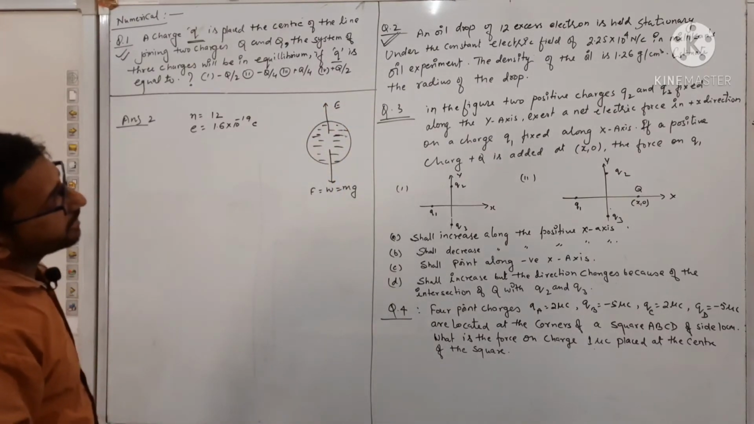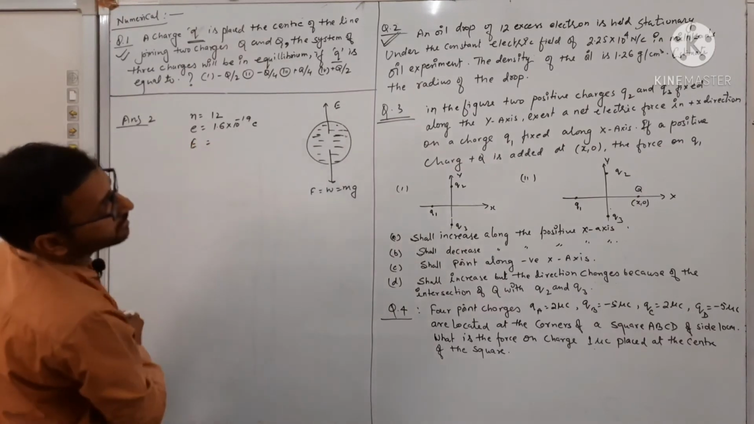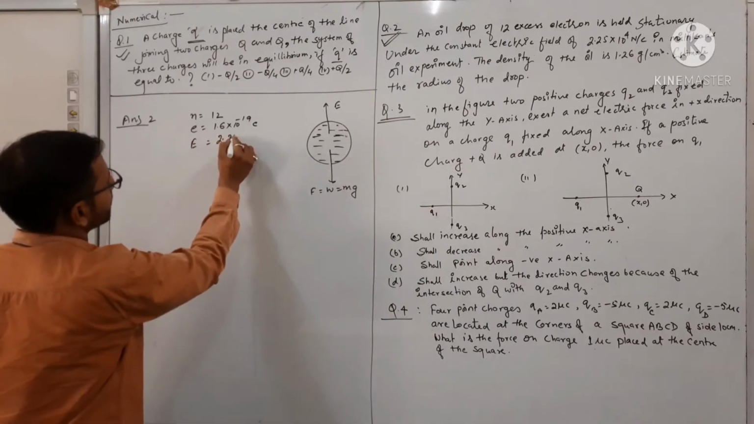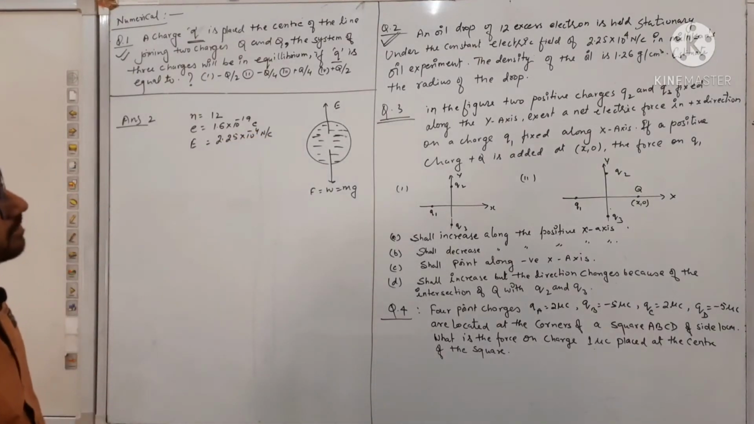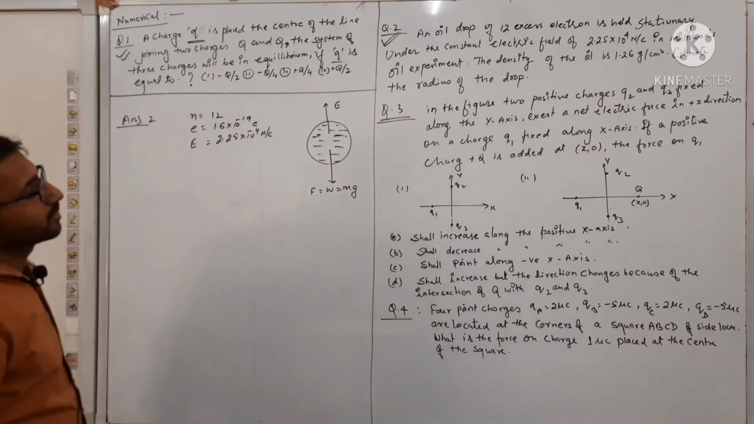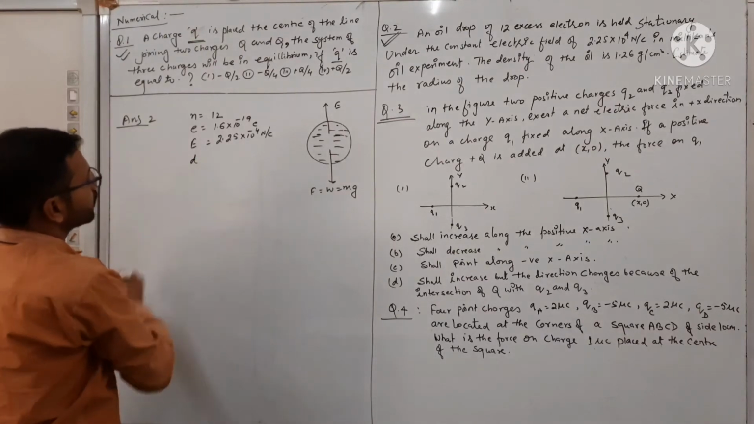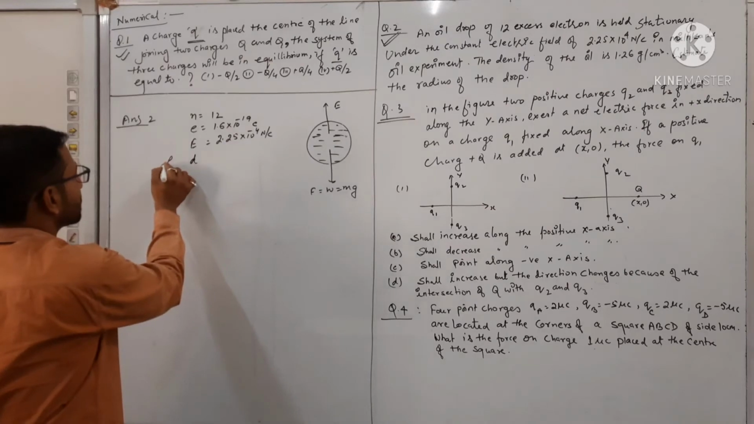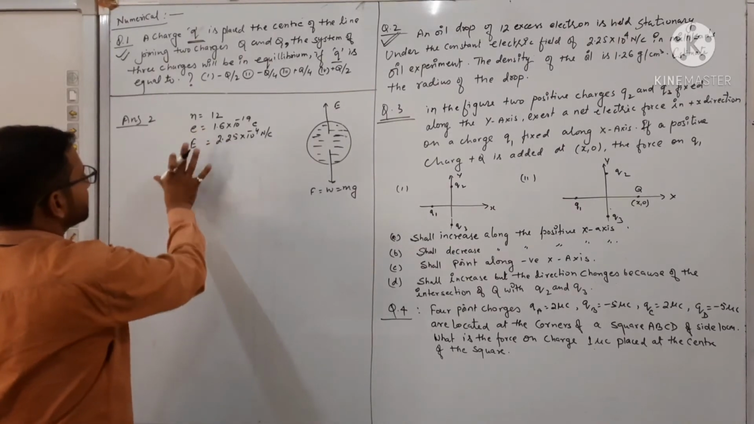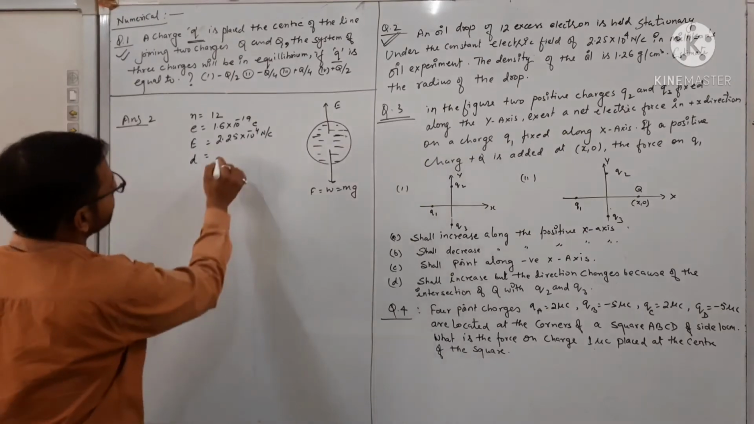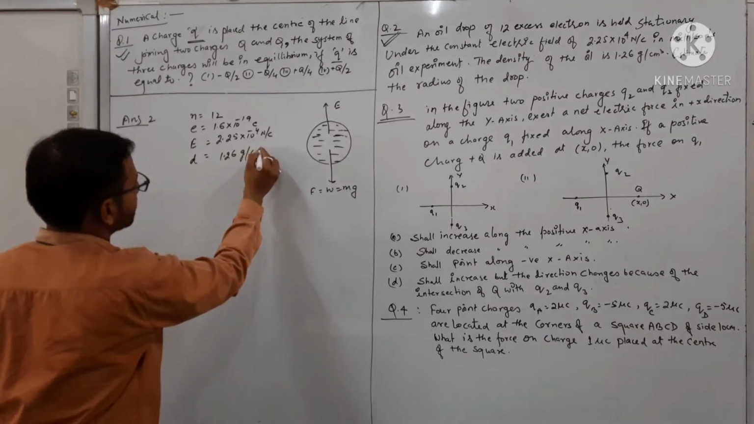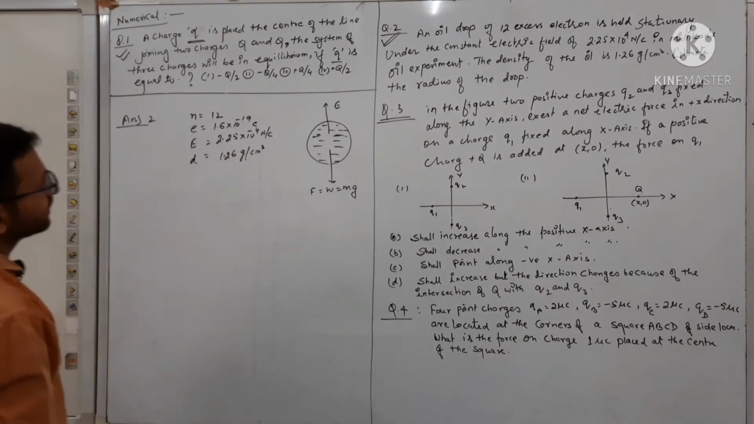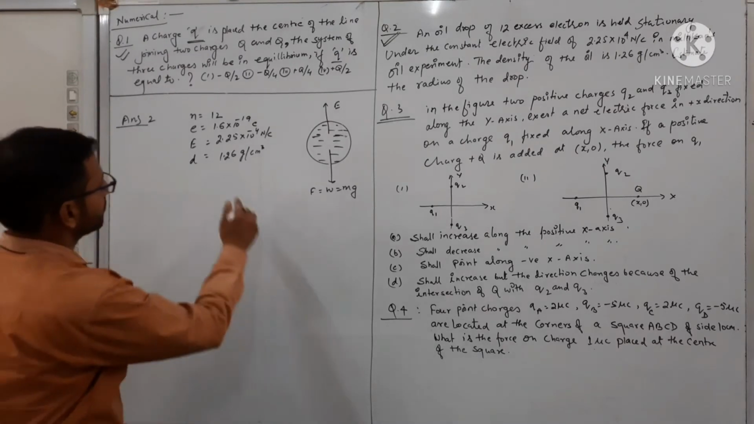Okay, a constant electric field E of 2.25 × 10^-4 newton per coulomb in Millikan's oil experiment. The density of the oil is 1.26. Density means if you want to show D you can, otherwise you can show it by the rho symbol also. So here density is equal to 1.26 gram per centimeter cube. We can change it to kilogram per meter cube also.